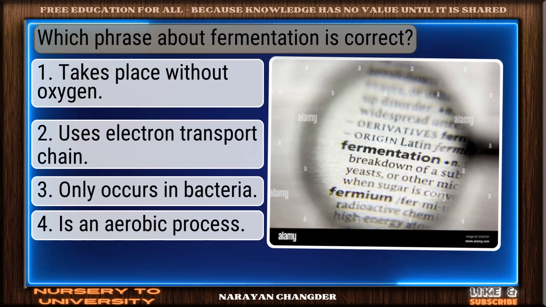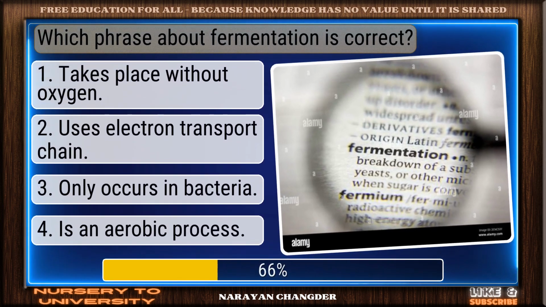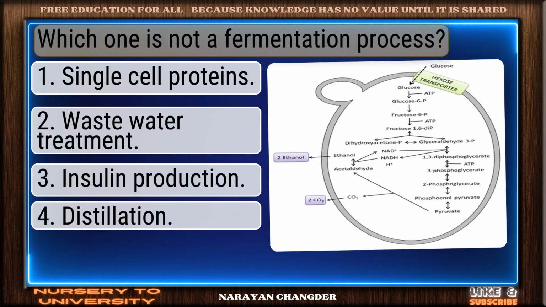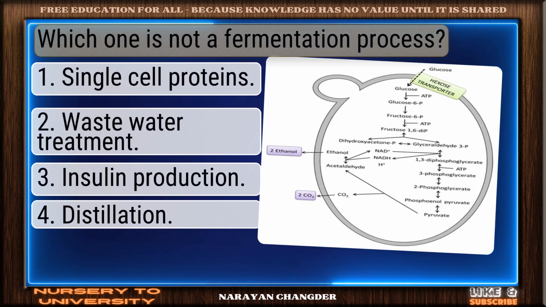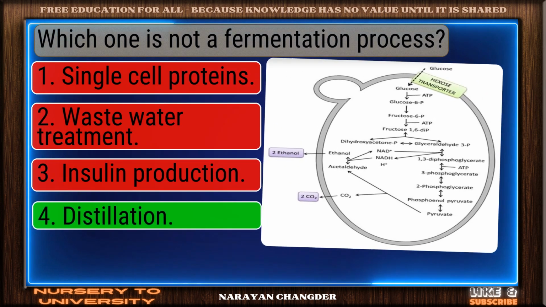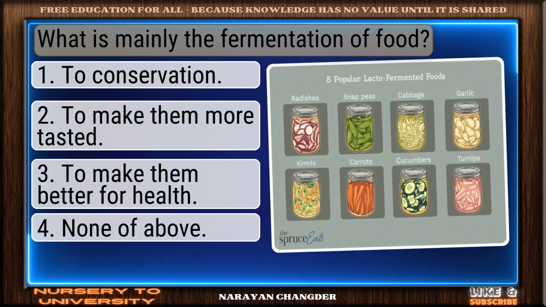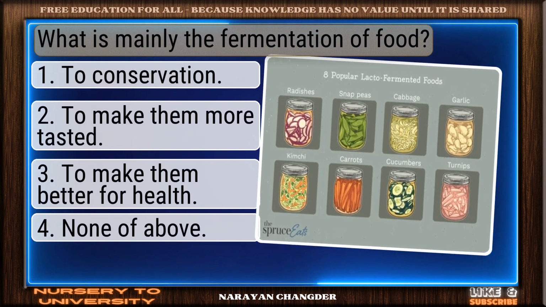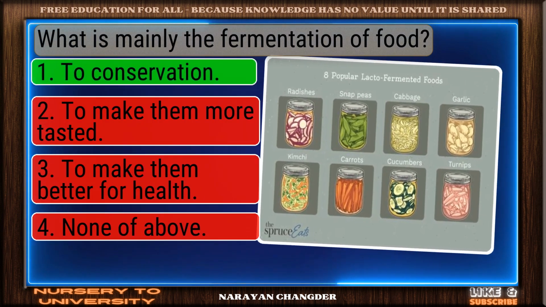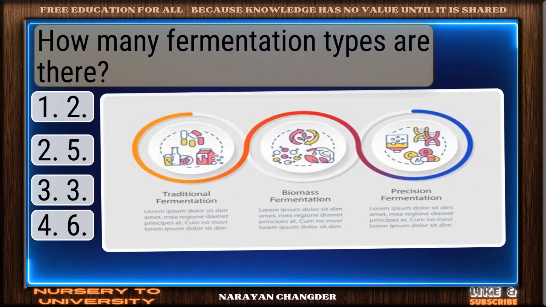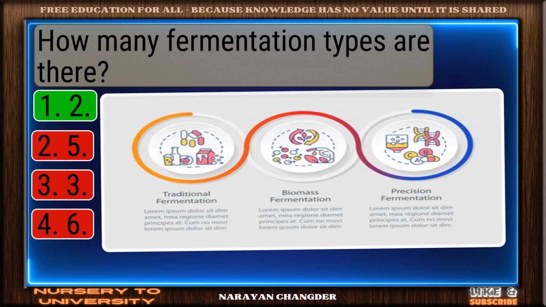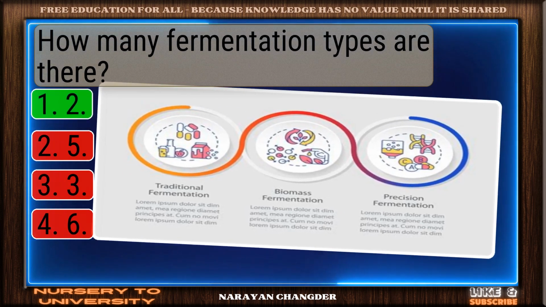Which phrase about fermentation is correct? Smart pick. Takes place without oxygen is the correct choice. Which one is not a fermentation process? Strong choice. Distillation is the right answer. What is mainly the fermentation of food used for? Nice work. You chose conservation, and it is correct. How many fermentation types are there? Well reasoned. 2 is the correct choice.